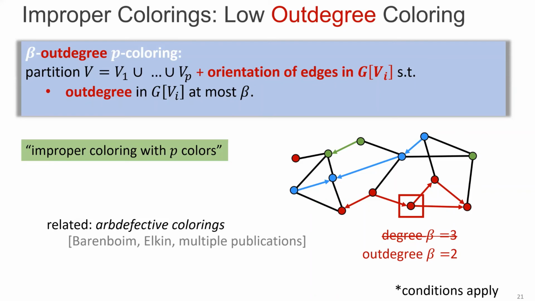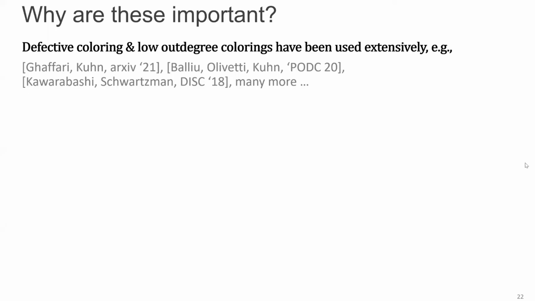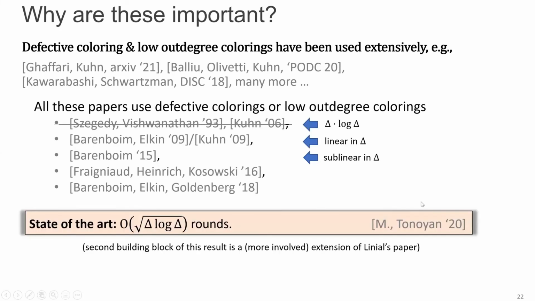And a related term that people have heard about are defective colorings, used in many publications. So why is it important to compute defective colorings and low out degree colorings? Well, they've been extensively used in various results. I just put 3 citations here. And also, if we look at all these papers that we've seen before, except for 2 of them, all of them use, at least as a subroutine, defective colorings or low out degree colorings.